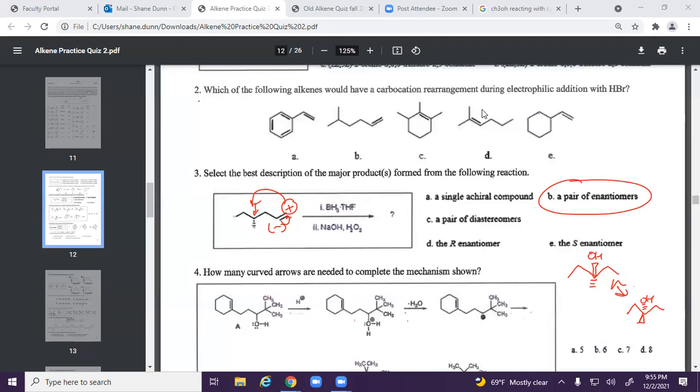I'm trying to figure out how I got an S the first time and not enantiomers. There's probably something different. Can you explain that again? Fine. Okay. This right here is anti-Markovnikov, correct? Yeah. So positive would go here, negative would go here.